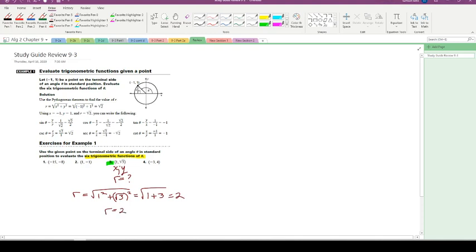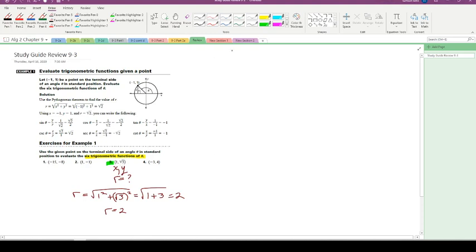And that looks familiar, doesn't it? 1, 2, the square root of 3. Doesn't that look like the special right triangle, the 30-60 right triangle? The next thing we have to do is determine our sides and where this is going to be. Now notice these are positive, so these are going to be in the first quadrant.